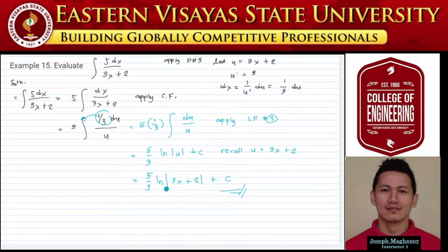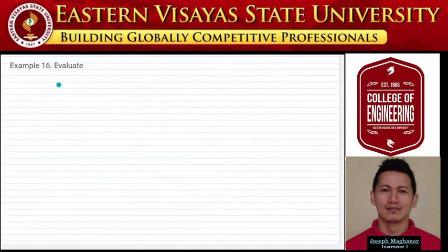So let's proceed to your problem number 16. So number 16 can be found in your workbook on page 29. So we need to evaluate the integral of 3x minus 2 all over quantity 1 minus 3x squared dx.